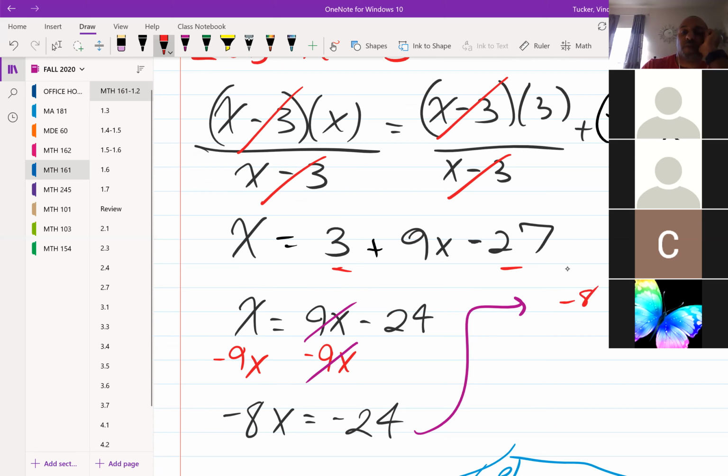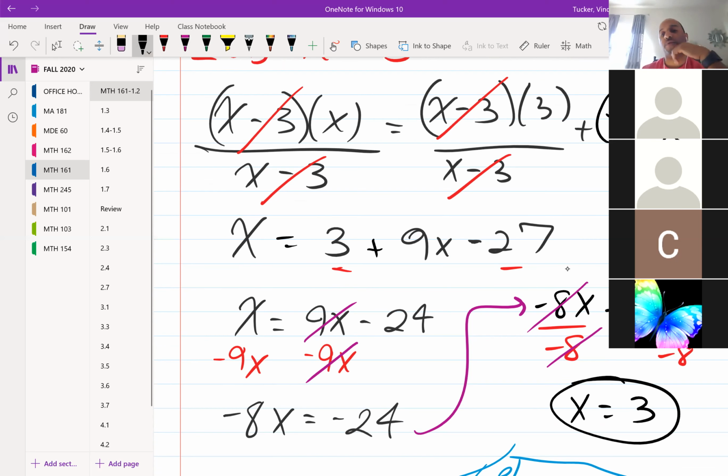All right, so now we can finish off the solving by dividing both sides by negative 8. 8 and negative 8 cancel, and that leaves us with x equal to 3.